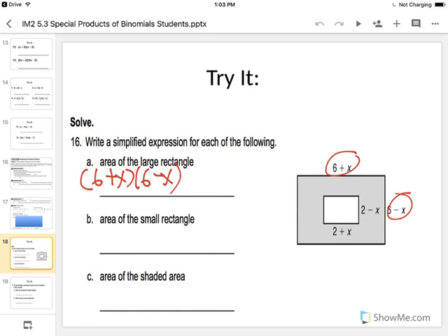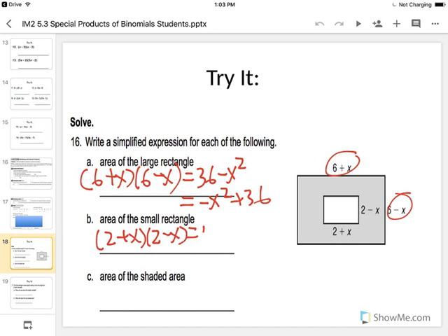This is the difference of squares, so that gives us 36 minus x squared. We write it in standard form, so negative x squared plus 36. And the area of the smaller one, which is 2 plus x times 2 minus x, gives us 4 minus x squared. We write it in standard form again, so negative x squared plus 4.